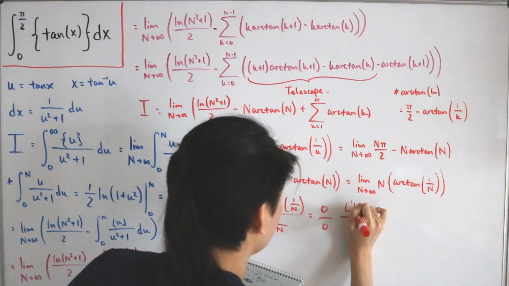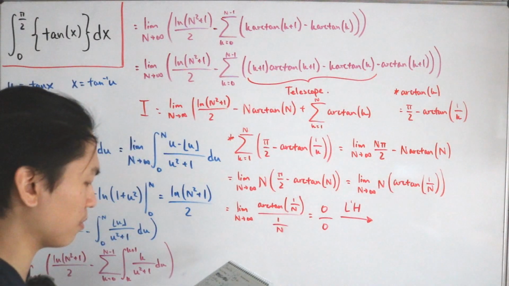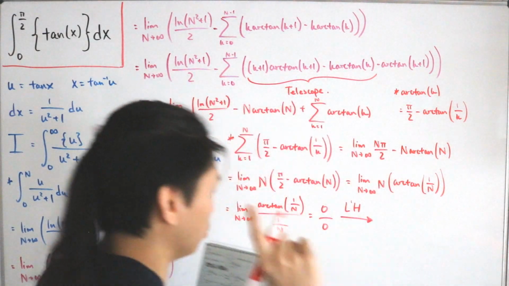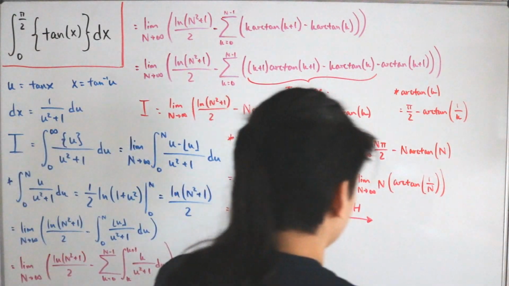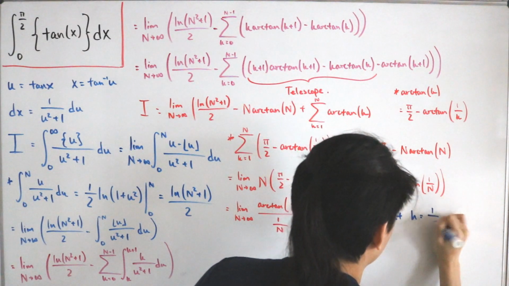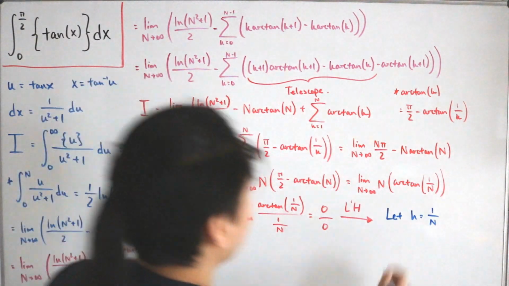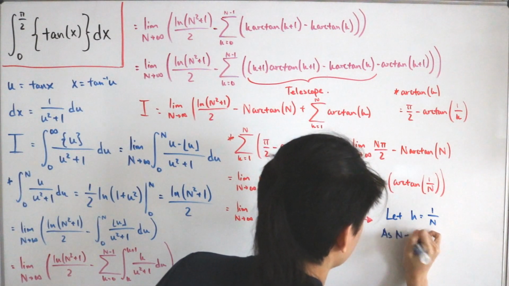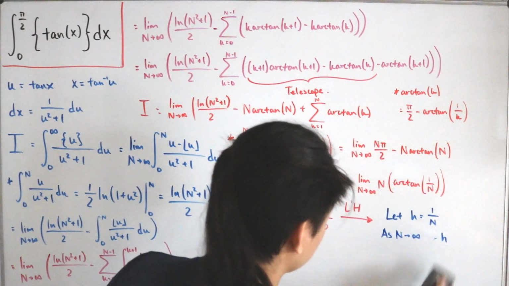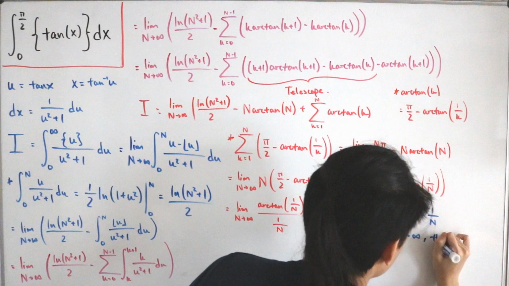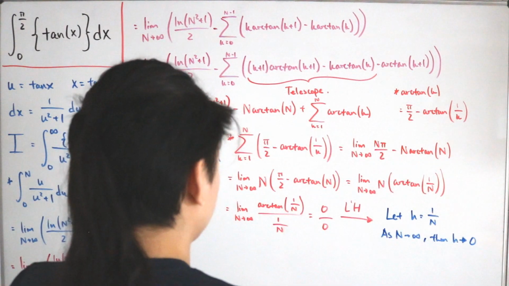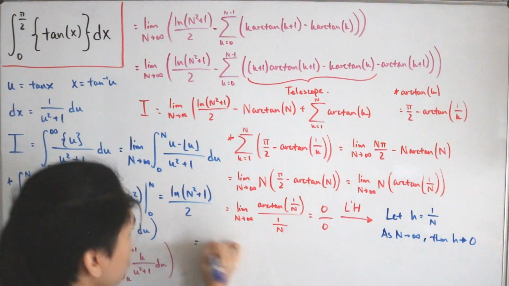Then continuing forward by L'Hopital's rule, I'll take the derivative of both the numerator and the denominator. Before we get to that, I have to do a little bit of a substitution just to make things easier. So we'll let h equal 1 divided by n. If that's the case, then as n approaches positive infinity, that means h, I shouldn't write an arrow like that, I should just put a comma, then h approaches 0.